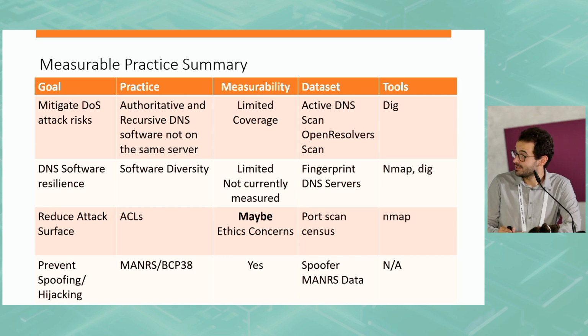And the same thing applies for ACLs. There is this requirement of basically restricting access by third parties to non-essential services on authoritative and recursive name servers. And this can be done, for example, with port scans, but it's still a problem of how to do that responsibly. And the final one is preventing spoofing and hijacking through implementing MANRS and BCP38 best practices. And this can actually be easily done, in the same way that we assessed MANRS policy.